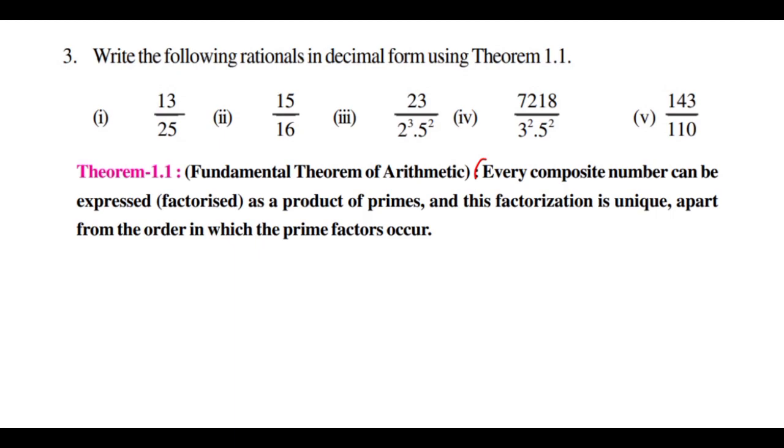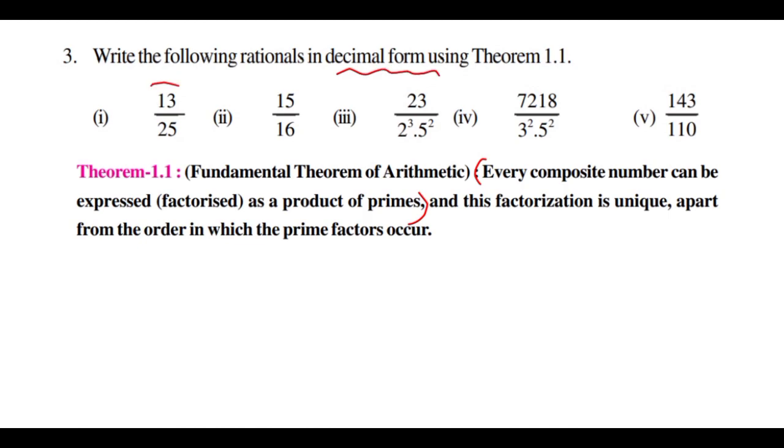This is very important for one more question. The fundamental theorem of arithmetic means every composite number can be expressed or factorized as a product of primes, and this factorization is unique apart from the order in which the prime factors occur. If you write from here to here, that is enough. So it is a very important definition, write the fundamental theorem in every composite number. That's it. Okay. So using this theorem, we should write its decimal form.